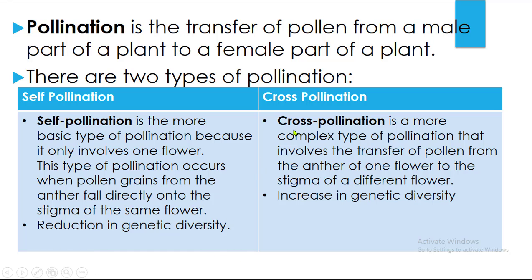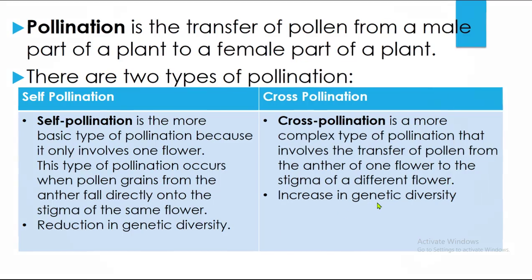On the other hand, cross-pollination is a more complex type of pollination that involves transfer of pollen from the anther of one flower to the stigma of a different flower. That different flower can be on the same plant or it can be on a different plant of the same species. So this is cross-pollination and it results in genetic diversity.